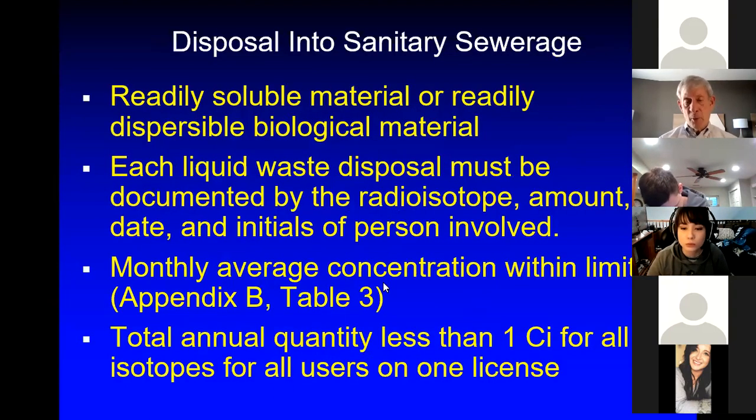And just a couple of provisions here. What you dump must be water soluble. In other words, you can't dump radioactive iron filings down the hot sink because they're not going to leave the trap underneath. They'll be there forever. So it has to be water soluble. It could be biological material like plasma or urine or something like that. And we have to document every single disposal. And as you see in the bottom bullet point, total quantity for the whole institution, 1 curie per year.